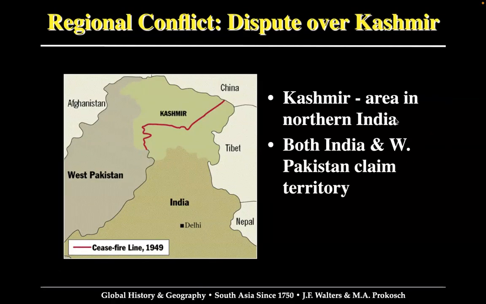Okay, this doesn't come up too much on the Regents exam. It's just good to know as a person about hot spots in the world where there is continued conflict today in 2022. So Kashmir is a disputed region in northern India here. Basically, both Pakistan and India claim it as their own territory, and there's been a series of wars and battles fought between India and Pakistan over this area called Kashmir.